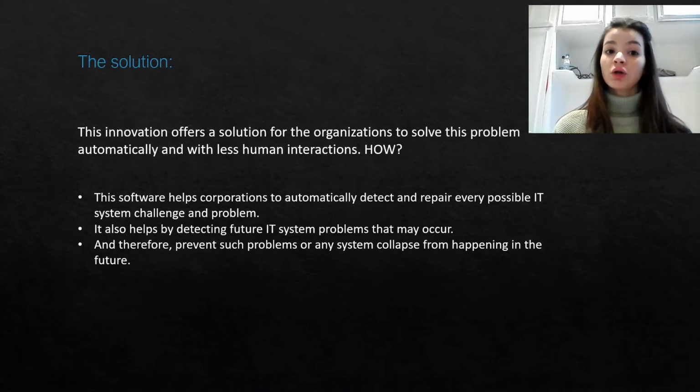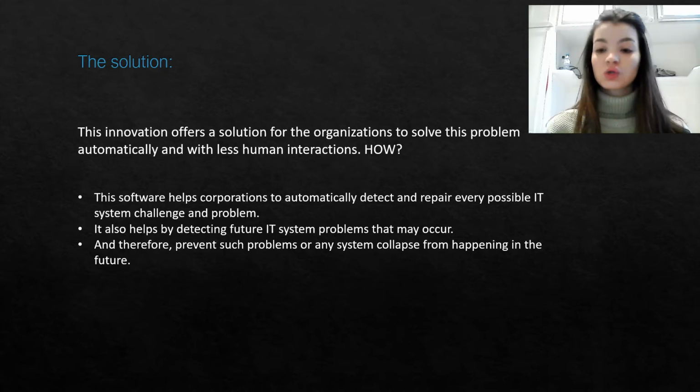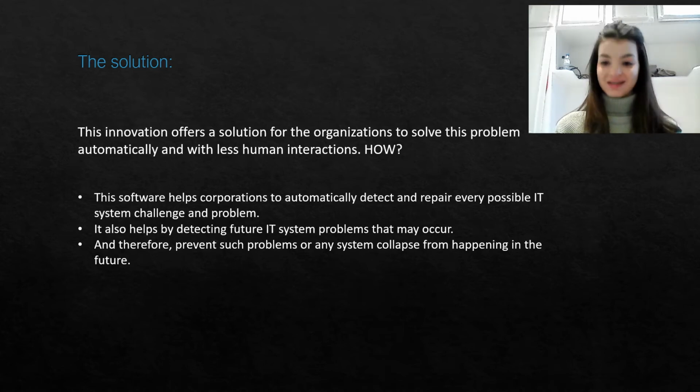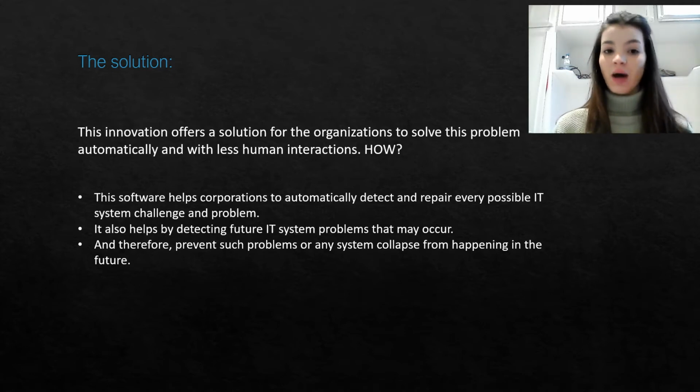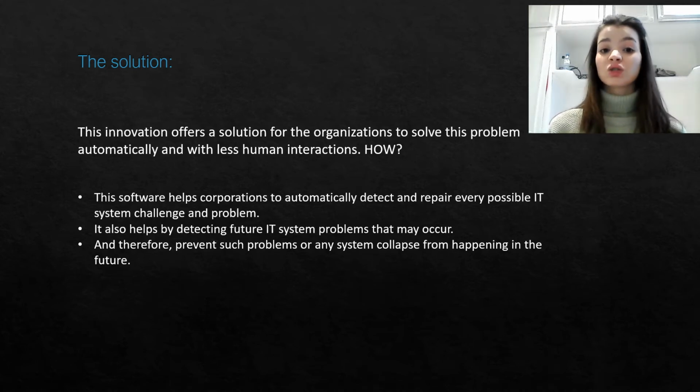Here comes the solution that this innovation is going to be offering. This innovation offers a solution for organizations to solve this problem automatically with less human interaction, and maybe even with no human interaction at all. You're going to ask how? This software is going to be helping corporations by automatically detecting and repairing every possible IT system challenge and problem. It also helps by detecting future IT system problems that may occur, and therefore prevents such problems or any system collapse from happening in the future.